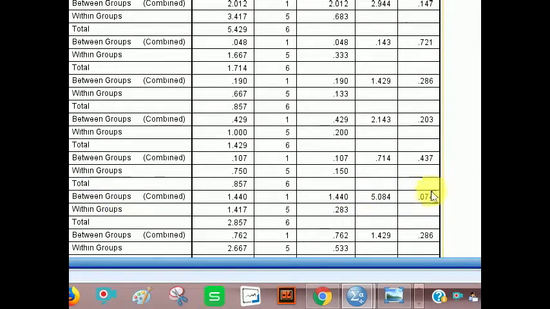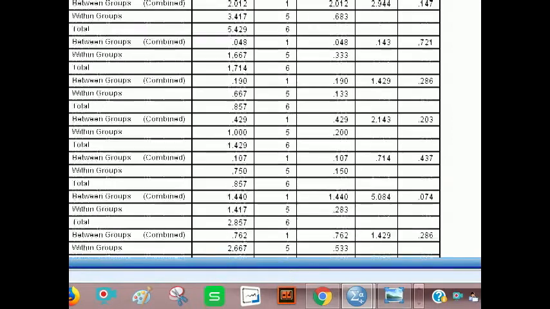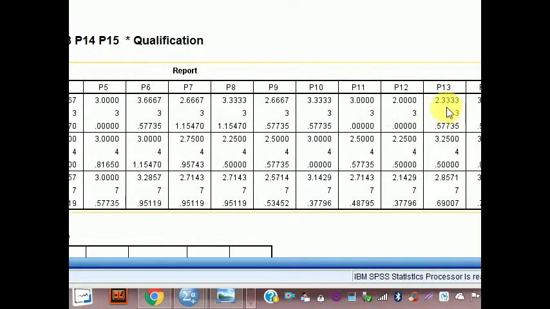We have here an interesting result, right? P13 versus qualification has a p-value of 0.074. It may not have reached p equals 0.05 for P13, but it warrants an interesting look. 2.333 versus 3.25. The difference seems to be huge, right? And for all purposes of analysis, this could mean that it is really significant, but you only have like 7 respondents.